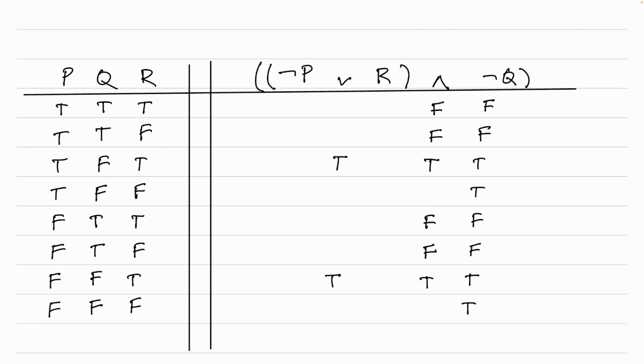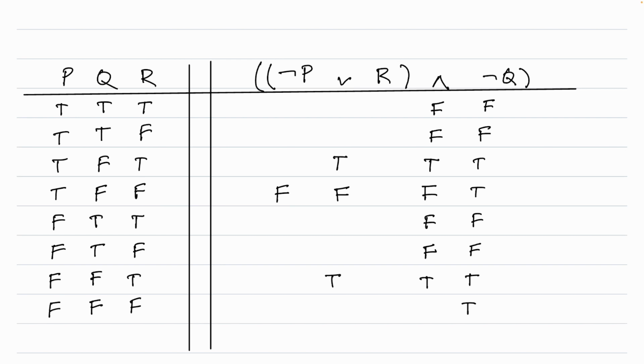In row 4, P is true, so not P is false. So both disjuncts of not P or R are false, so that disjunction is false, which means that the first conjunct of not P or R and not Q is false, and that makes that whole conjunction false.